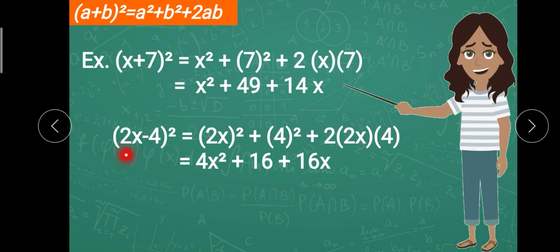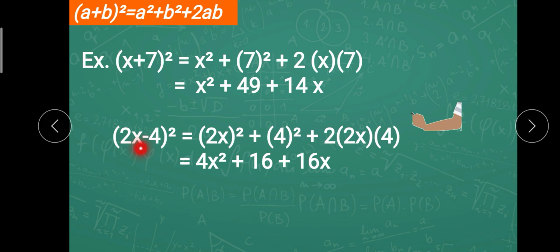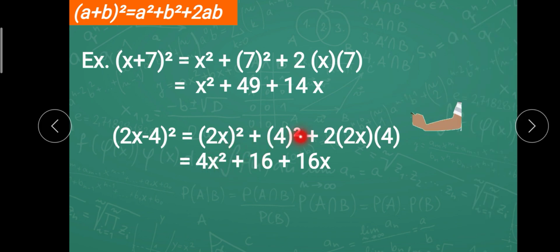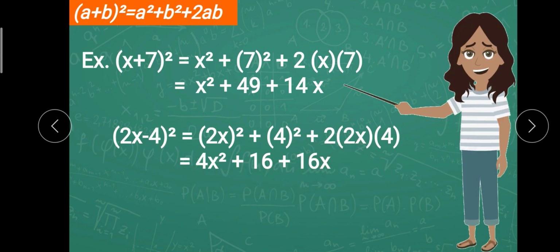So let us take another example, (2x plus 4) whole square. So here you can take 2x as a and 4 as b. So a square means (2x) square, plus b square means 4 square, plus 2 times ab. So a is your 2x and b is your 4. So now squaring 2 is 4 and x square is x square, plus 4 square is 16, plus 2 times 2 times 4, 2 fours are 8, 8 twos are 16, so 16x. So the first identity is (a plus b) whole square, which is equal to a square plus b square plus 2 times ab.